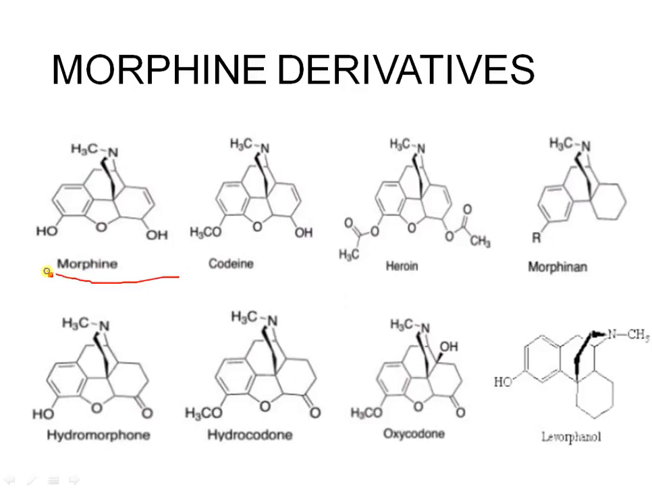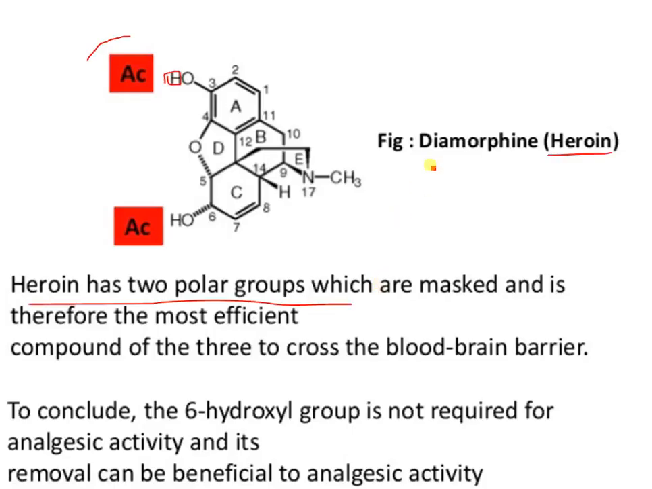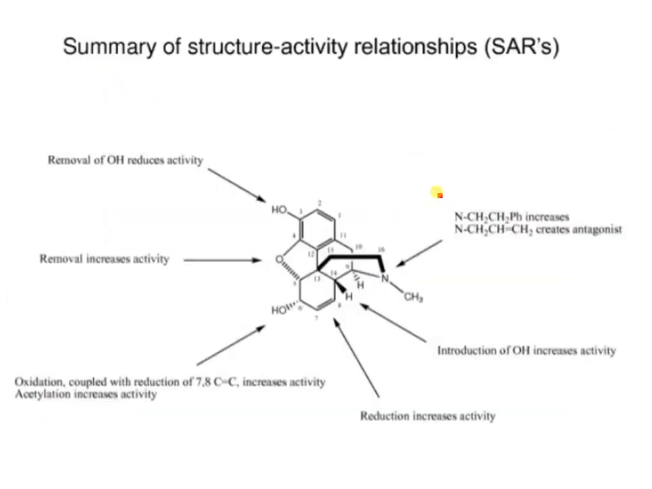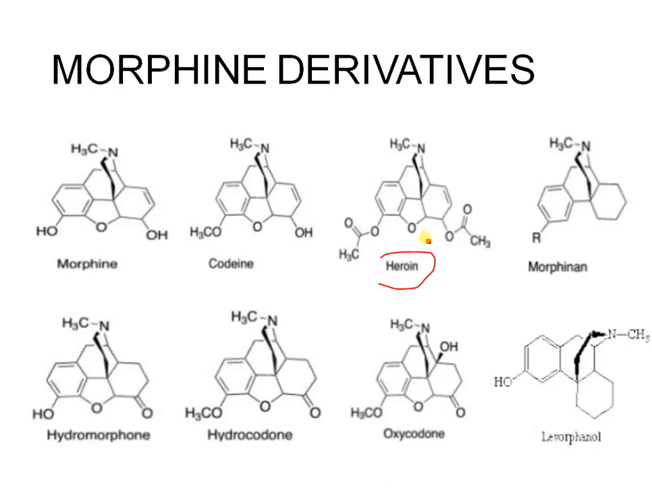These are the morphine derivatives. First is naturally occurring morphine. This is codeine, where the hydrogen at the third position is replaced with an alkyl, methyl. Heroin is diacetyl morphine, with acetyl groups.